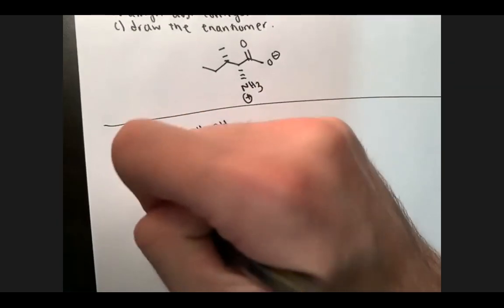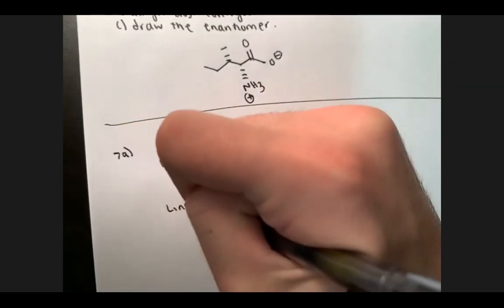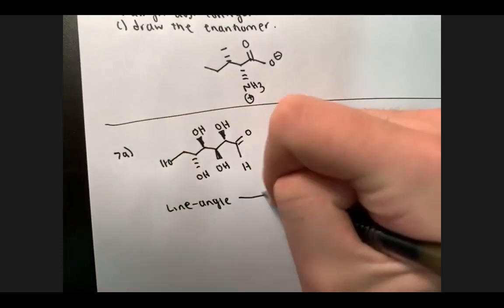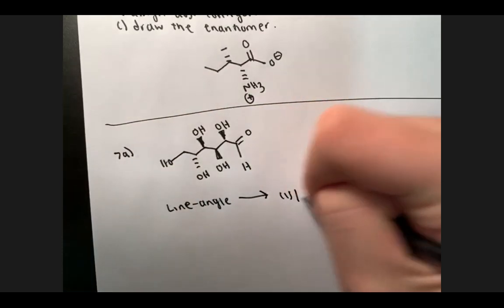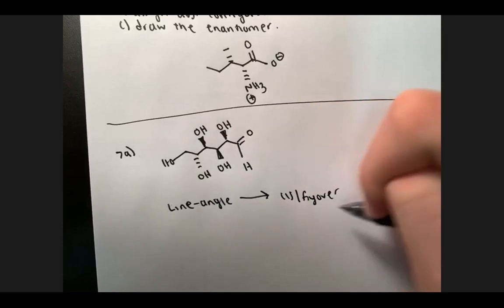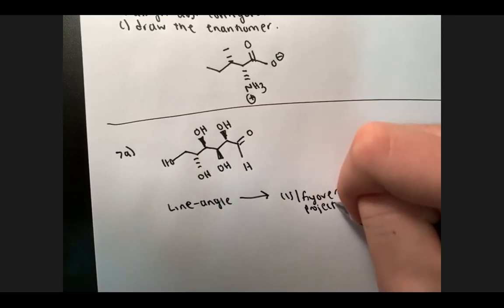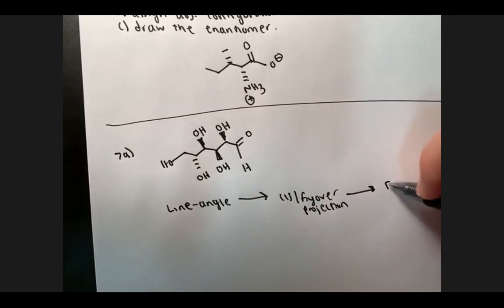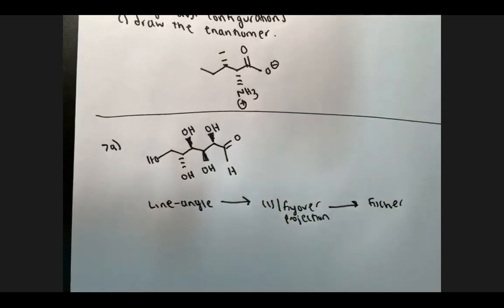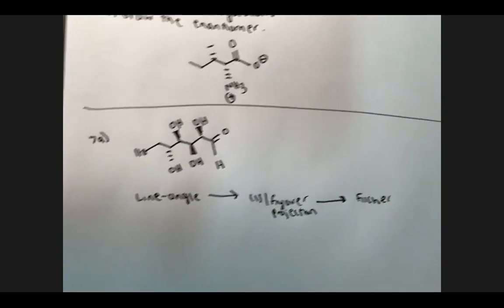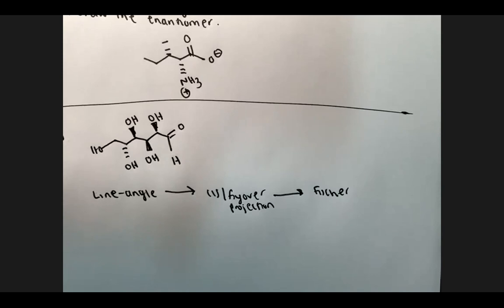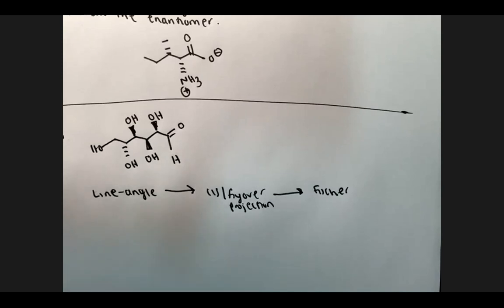So the first way I would do this is it's always going to go from line angle to something that I call the Cis or flyover projection. These are my words, to the Fischer. So every time, this is what you should do: line angle, which we already have, to some sort of Cis flyover projection, to some sort of Fischer. Okay, so this is actually pretty easy.